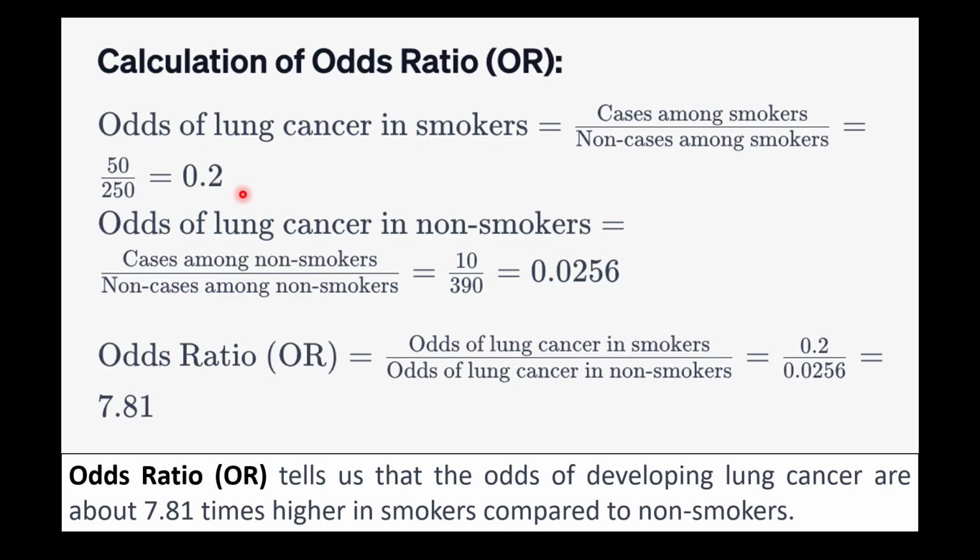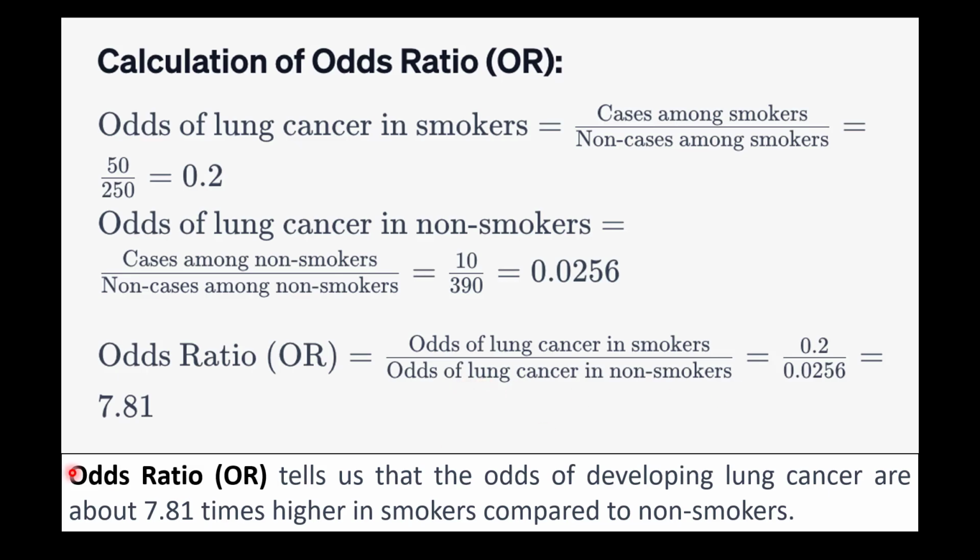So here, as I told you, I'll start with the outcome followed by the exposure. So I'm comparing the cases among smokers and the non-cases among smokers. So here I'm comparing the cases versus non-cases, and this is why it is called odds. Odds of lung cancer in non-smokers: cases among lung cancer divided by non-cases among lung cancer among non-smokers.